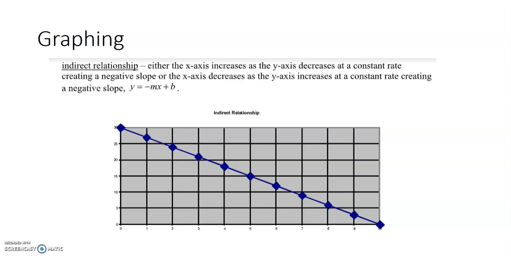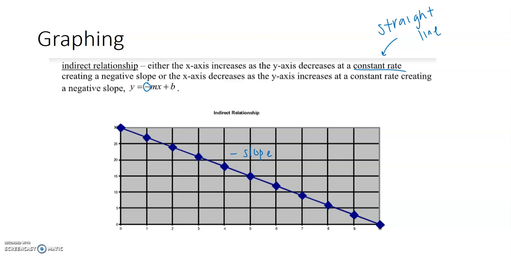Next, we have an indirect relationship. And this is when either the x-axis increases and the y-axis decreases at a constant rate. Again, a constant rate means straight line. Or the x-axis decreases while the y-axis increases. So this is an indirect relationship. It's a straight line with a negative slope. So notice how this slope is pointing left. This is a negative slope. So it's still the equation of a line, y equals mx plus b, but this time our slope is negative.